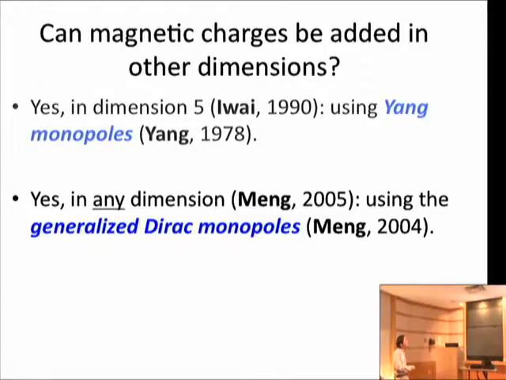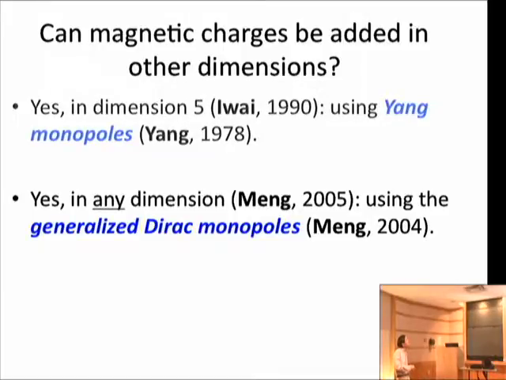But then I realized that this can be done in any dimension if we use a so-called generalized Dirac monopole. Because in the early work, they thought the existence of a monopole has to do with a division algebra. The Dirac monopole has to do with complex numbers. Yang monopole has to do with quaternions. But then we don't have many division algebras, so they thought we should stop there. But I realized the whole problem has to do with the spin, which has to do with the Clifford algebra. So not only in odd dimensions, like 3 and 5, you can also have spin in even dimensions. Okay, in any dimension, you can have it.